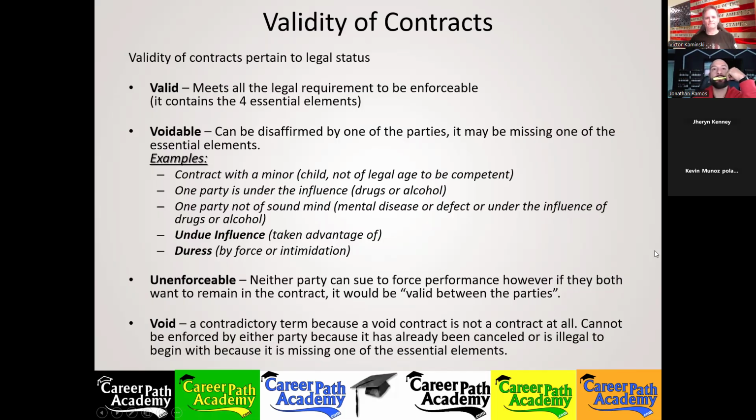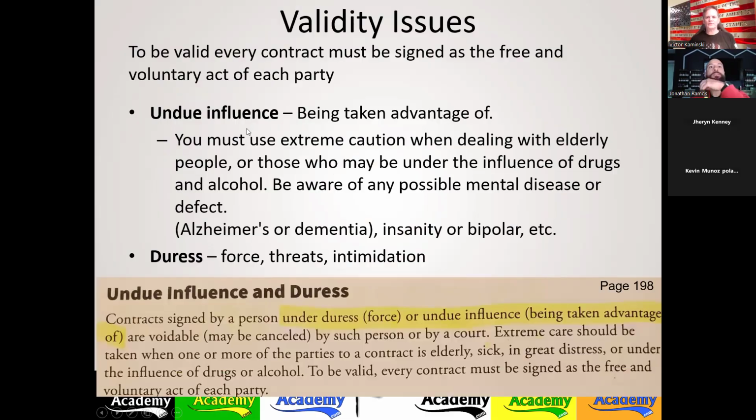Okay. Undue influence means you're being taken advantage of, and you need to use caution when dealing with elderly people. You never know what's going on in people's heads. You don't know if they're not of sound mind, with age-related diseases like Alzheimer's and dementia, insanity, bipolar, extreme cases of bipolar. There are plenty of functional bipolar people out there, but there are a lot of extreme cases too where they're not really competent, not functioning either. There are so many other mental diseases out there too. You can never tell what's going on in someone's head.